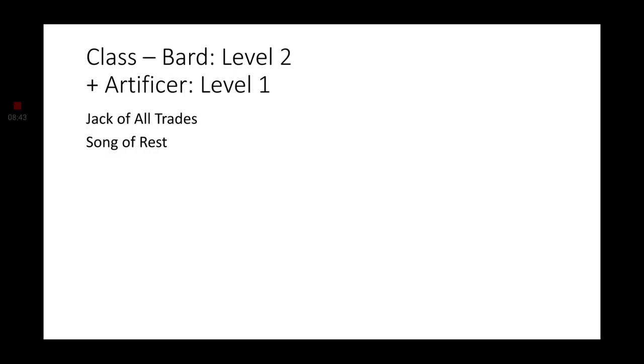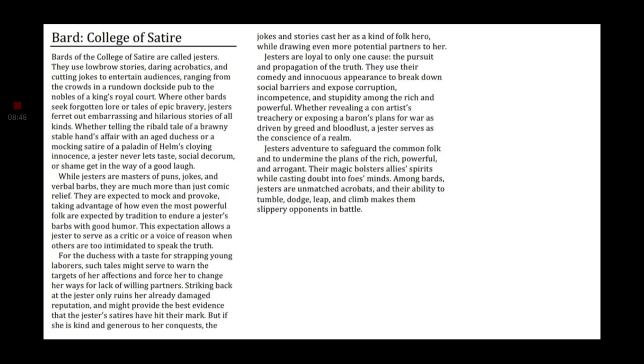Now, Level 2 Bard, we get Jack of All Trades and Song of Rest. Now for Level 3 Bard, we get a Bardic College. And we're going to choose the College of Satire. And I've got the description up here, but we're going to be taking a look at the next to last paragraph. Jesters are loyal to only one cause, the pursuit and propagation of the truth.